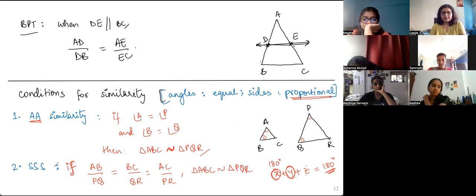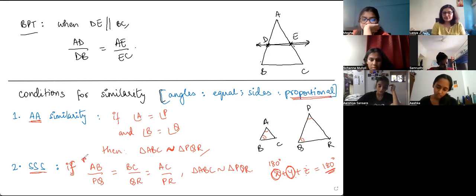Okay, be careful. I know you've been doing congruency abhi tak, so initially it'll be a habit to check kaun sa sides equal hai. But this is quite important. You're not checking for equality. Ratios, proportionality should be the same. So the ratio of all the three sides should be equal.